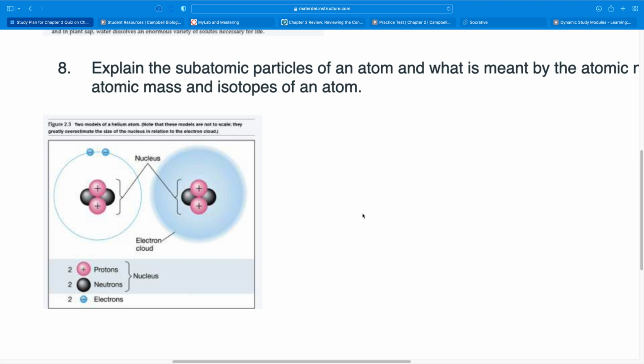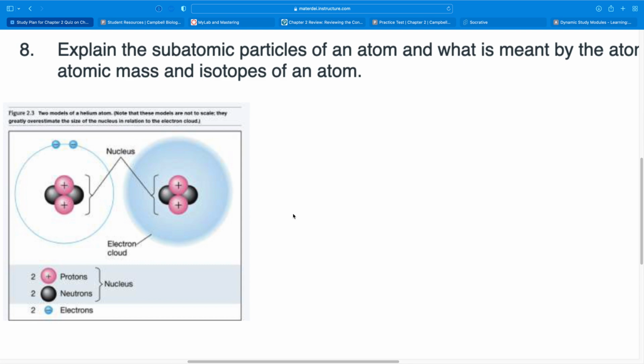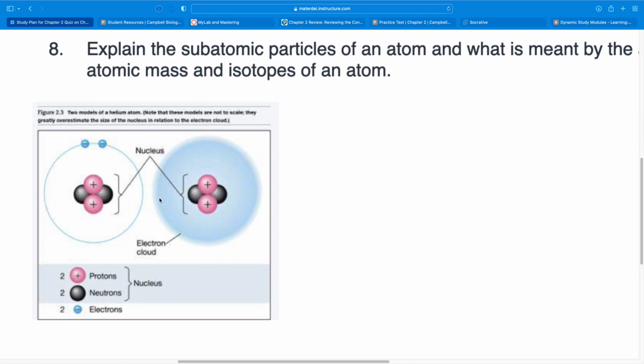You know the parts of the atom. In the nucleus, you have positive protons and neutral, no charge neutrons. Orbiting the nucleus are the electrons in orbits.